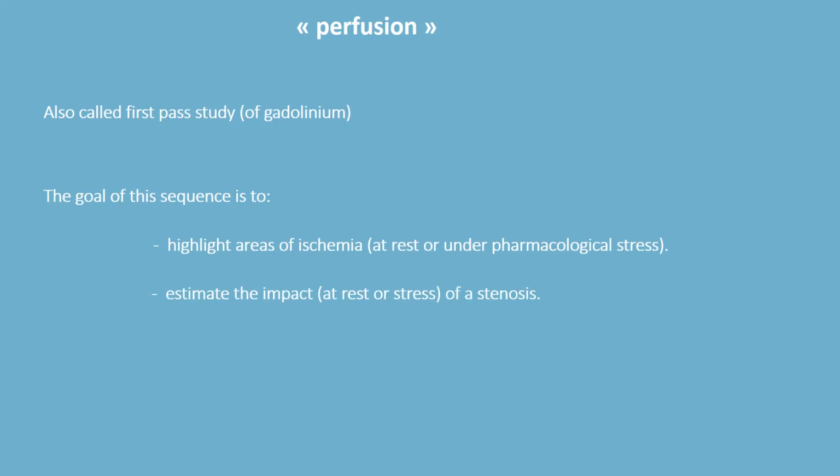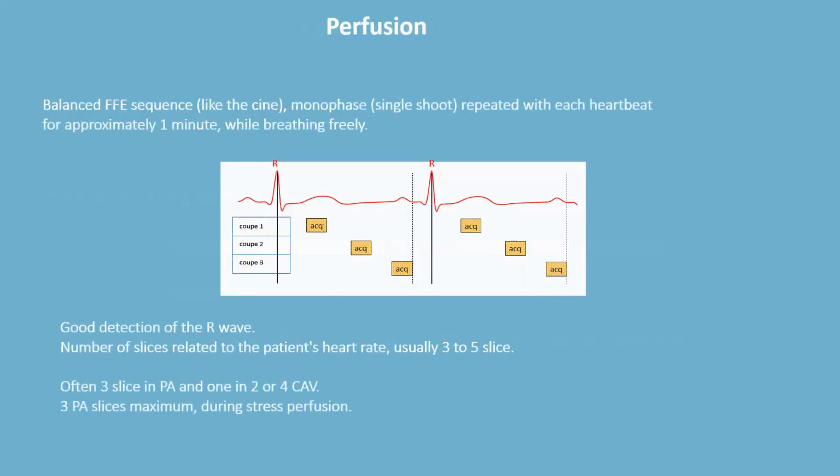Also to estimate the impact of the stenosis at rest or at stress. Also to highlight some areas of hyperemia, especially in case of myocarditis. Considering the sequence used in the perfusion, it's a classic BFFE sequence like the cine, but with a monophase, a single shot repeated with each heartbeat for approximately 1 minute while breathing freely.